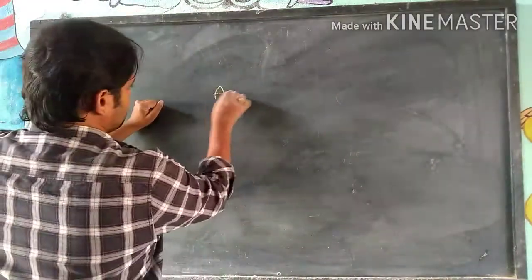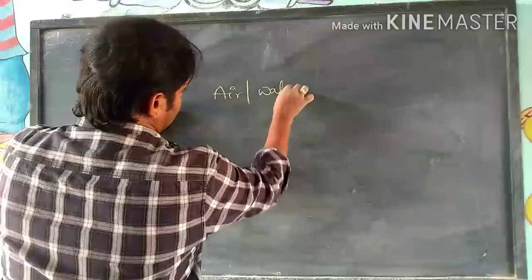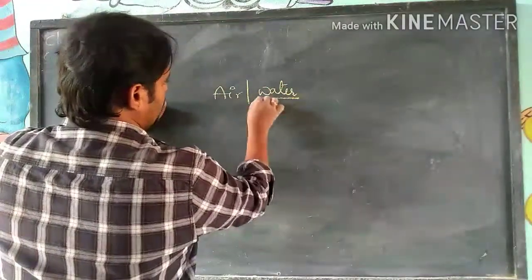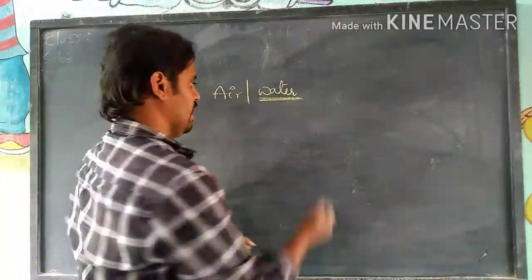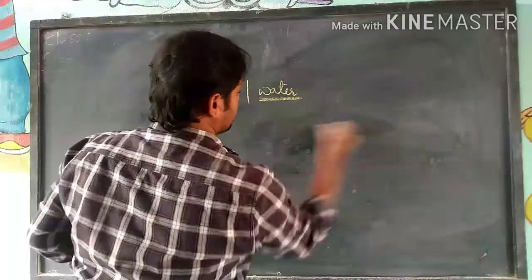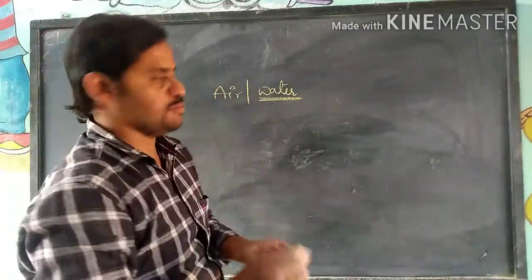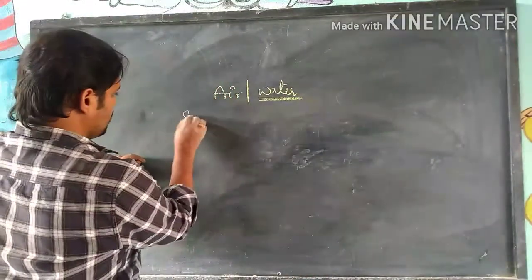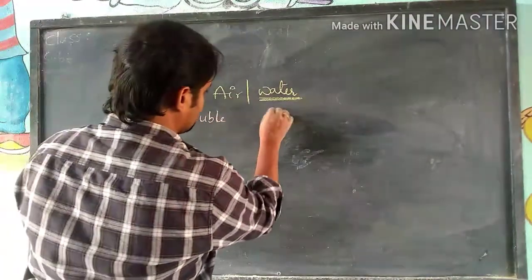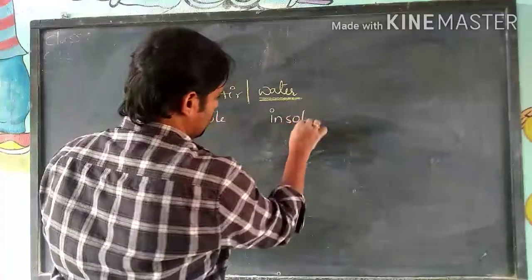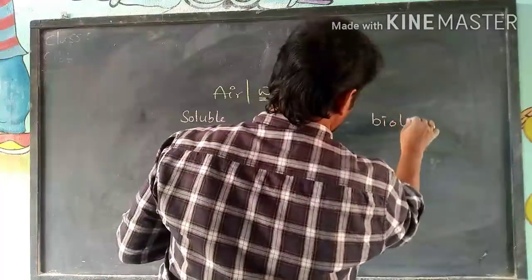In the previous class we discussed air, and now we are discussing water. In water, we completed forms of water and uses of water, and next we studied impurities of water. There are three kinds of impurities. Number one, soluble impurities; second, insoluble impurities; and third, biological impurities.